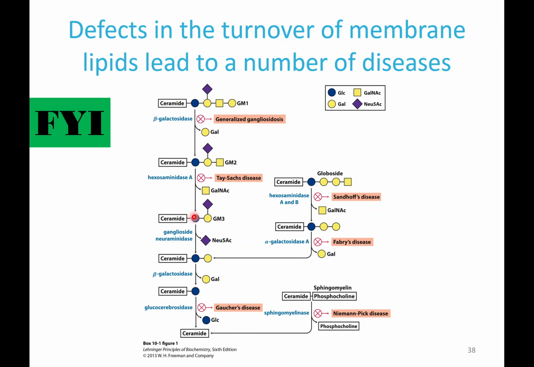Okay, and defects in turnover of membrane lipids, or the addition or subtraction of some of these sugar groups to these glycolipids in membranes, leads to a number of diseases. Maybe you've heard of some of these, something like Tay-Sachs disease or Niemann-Pick disease. In Niemann-Pick disease, the enzyme sphingomyelinase takes sphingomyelin and breaks off a phosphocholine from it, and then the ceramide group can be recycled. If there's a defect in that enzyme, that leads to Niemann-Pick disease, which is a neurological disease.